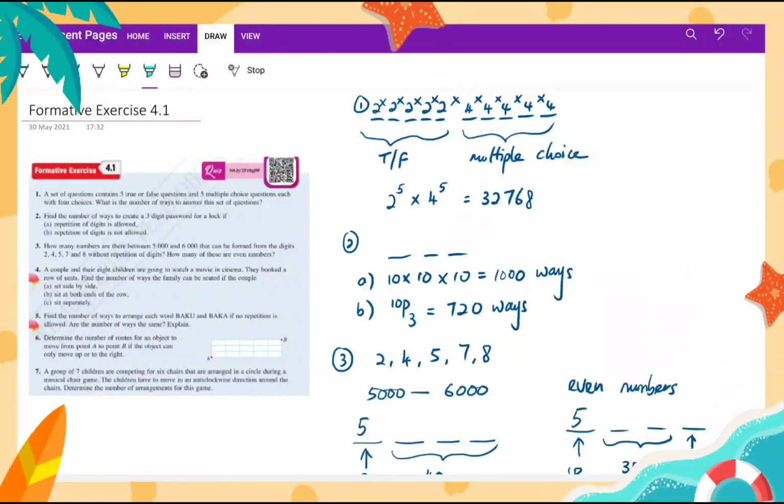Question number 1. A set of questions contains 5 true or false questions and 5 multiple choice questions, each with 4 choices. What is the number of ways to answer this set of questions?